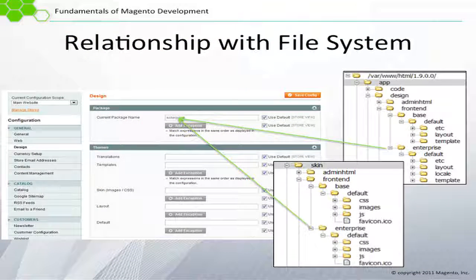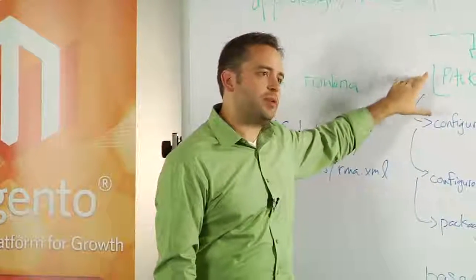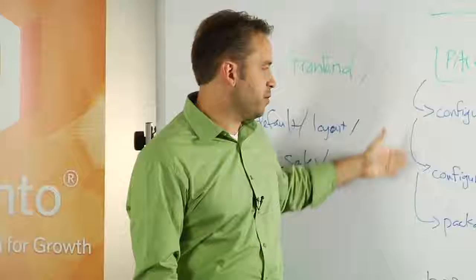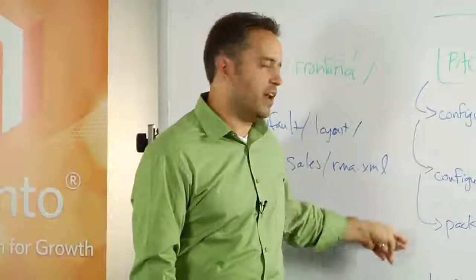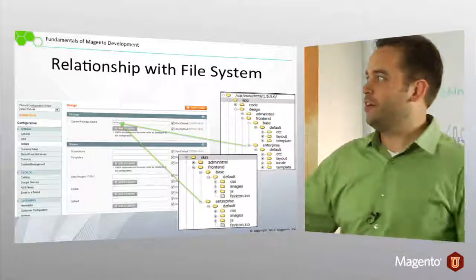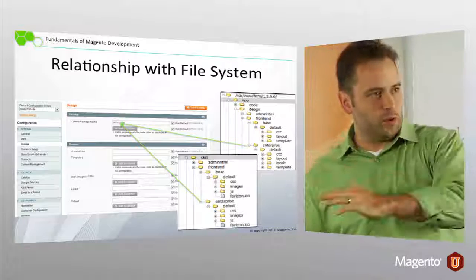So again, the relationship with the file system. I think there has been a bit of confusion out there as to what packages are and what themes are and what they do. But as far as packages go, they are nothing but a container of themes. And we saw yesterday how, once we set the package, that's our fallback scope. We get a couple layers here. Well, actually, we get 3 layers, 2 of which we can specify. And then after that, it's base default. Granted, we can use the configuration scope to set all of this in either website view or store views.